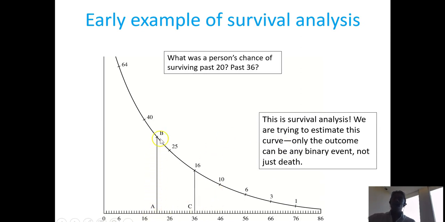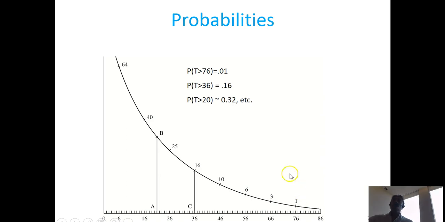So at 20 years, there are about, what, 32 people remaining? At 36 years, there are about 16 people remaining. At 76 years, there's one person remaining. So we know the probability of living past 76 is 1%. Of living past 36, 16%. Living past 20, about 32%, etc. So this is a very basic way of looking at survival analysis.